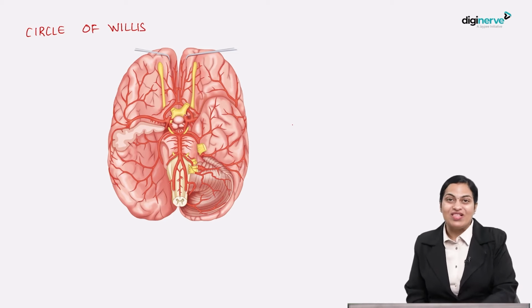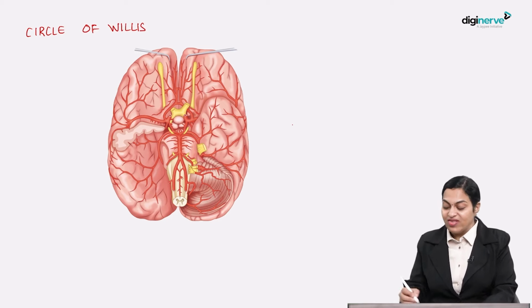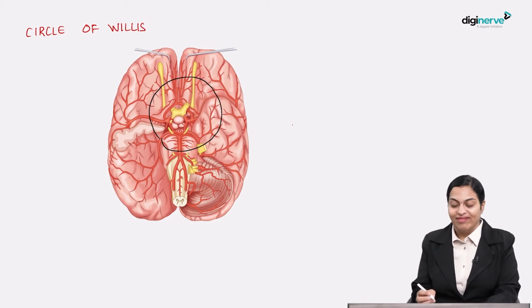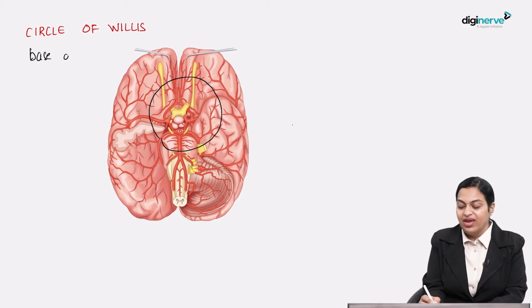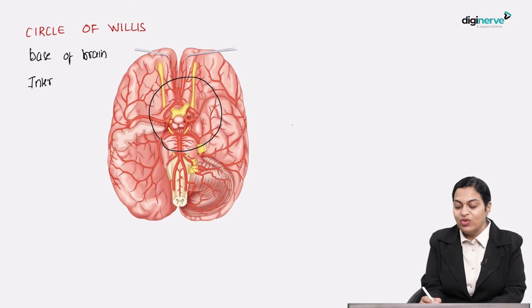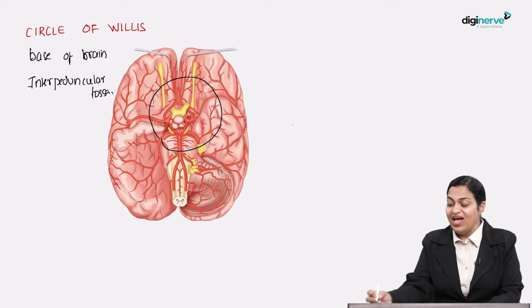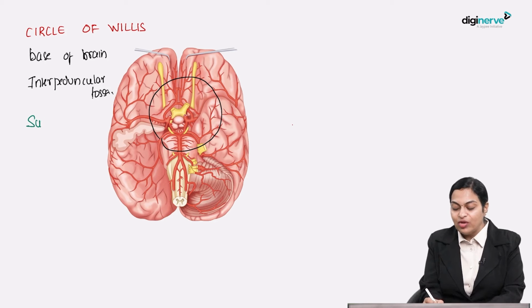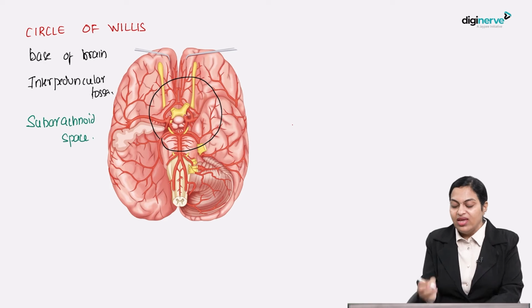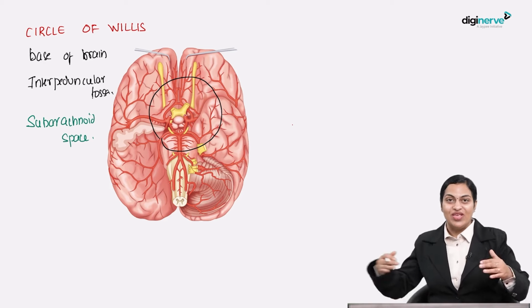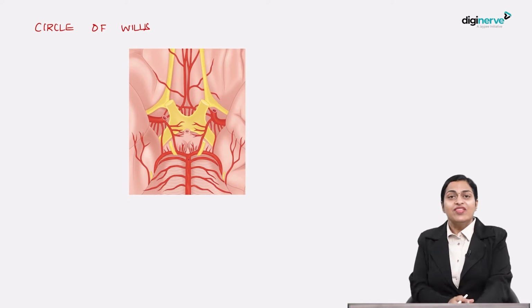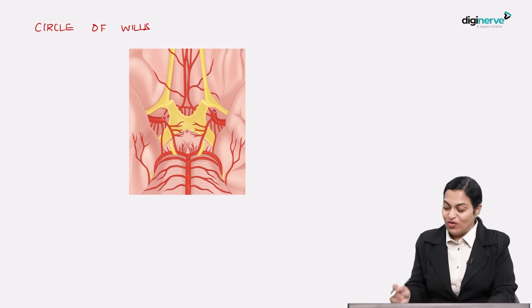So the question was about saccular aneurysm, berry aneurysm, right? And I told you it involves the circle of Willis. Where is this circle of Willis? Over here in the base of the brain, in the interpeduncular fossa. And in the subarachnoid space of the interpeduncular fossa, called the interpeduncular cistern, you get to see all these branches, right? So let us see what are the arteries contributing to the circle of Willis.